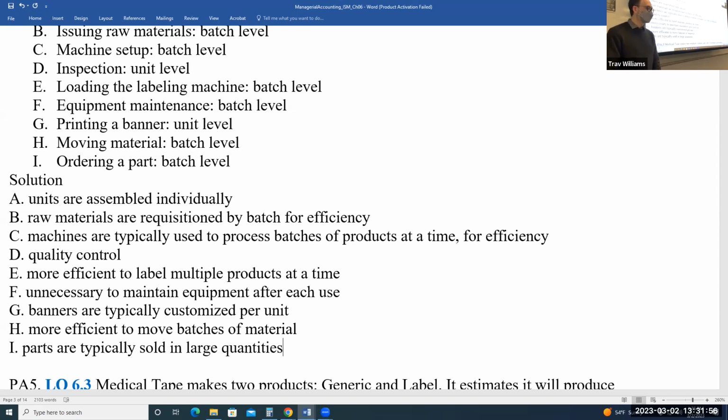Hopefully that gets you an idea of why some of these manufacturing things happen at the unit level, and some happen at the batch level. Any questions on this problem?